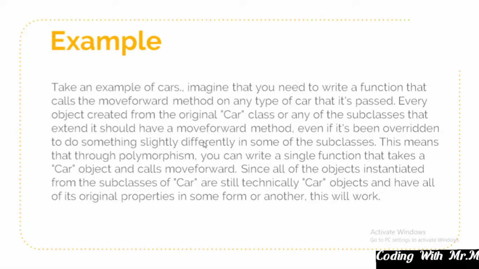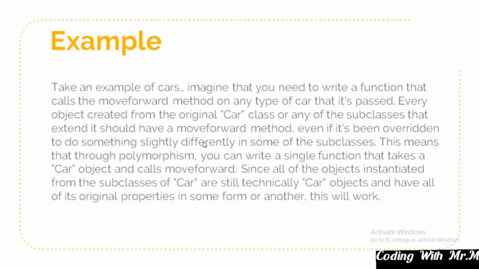So now take an example of cars. Imagine that you need to write a function that calls the move forward method on any type of car that it is passed. Every object created from the original car class or any of the subclasses that extended it should have a move forward method, even if it is being overridden to do something slightly different in some of the subclasses.